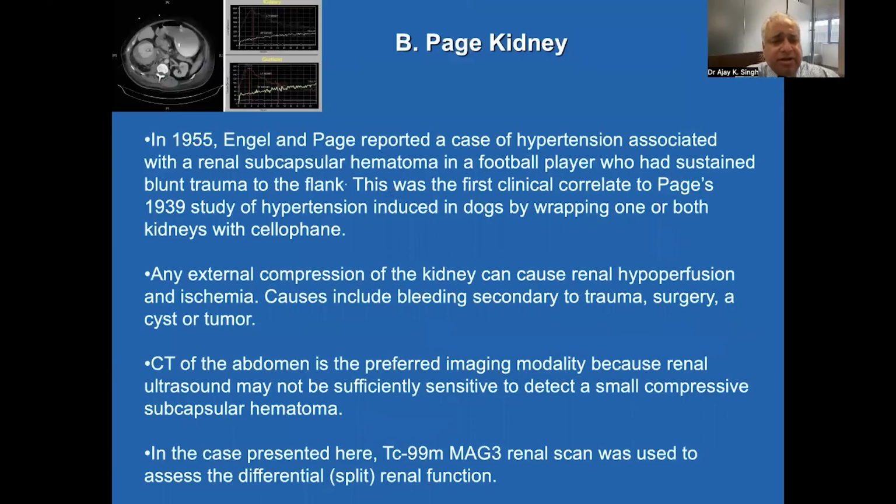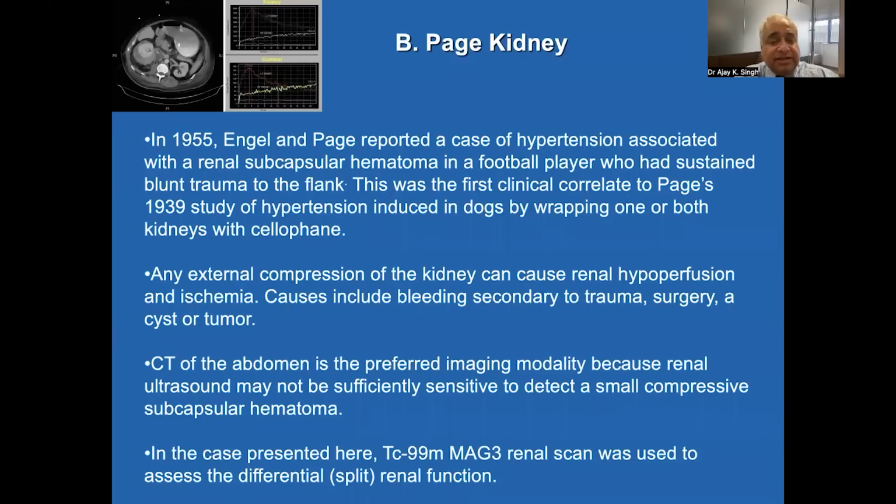So let's talk about Page kidney. In 1955, Engel and Page reported a case of hypertension associated with a renal subcapsular hematoma in a football player who had sustained blunt trauma to the flank. And indeed, this was the first clinical correlate to Page's 1939 study of hypertension induced in dogs by wrapping one or both kidneys with cellophane. So compression, Page found, of kidneys in these dogs was associated with hypertension. And in essence, Page kidney is where any external compression of the kidney causes renal hypoperfusion and ischemia.